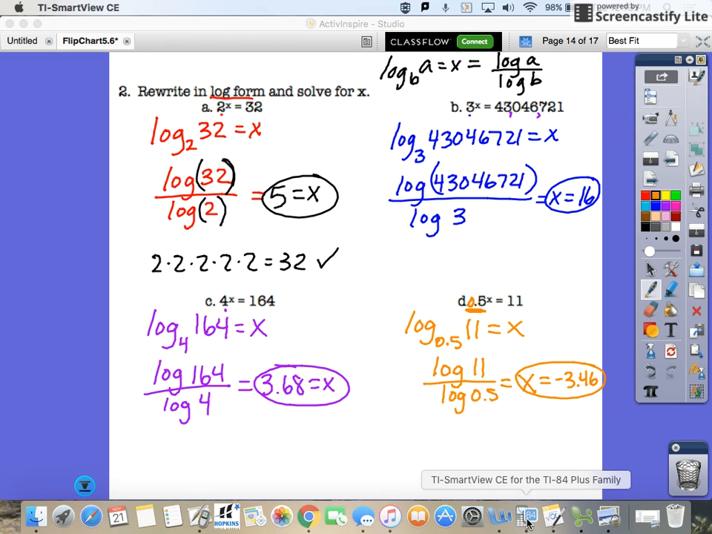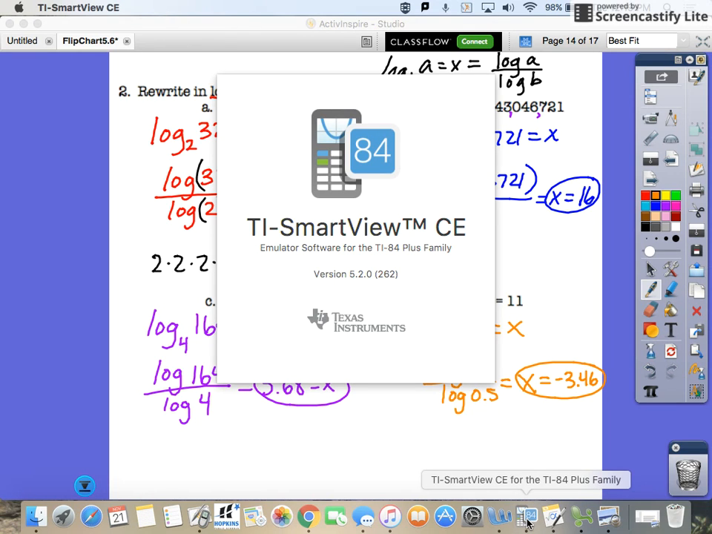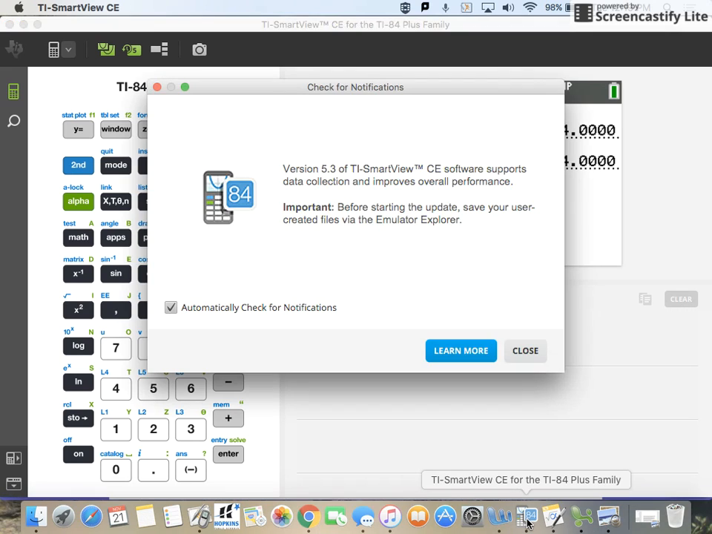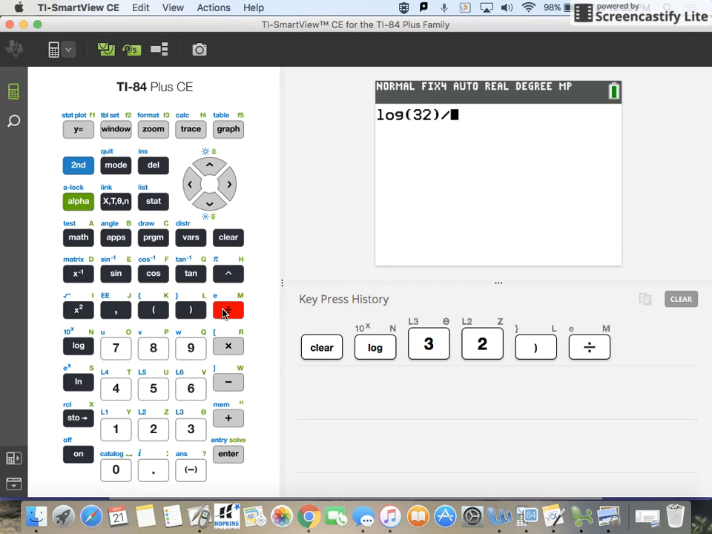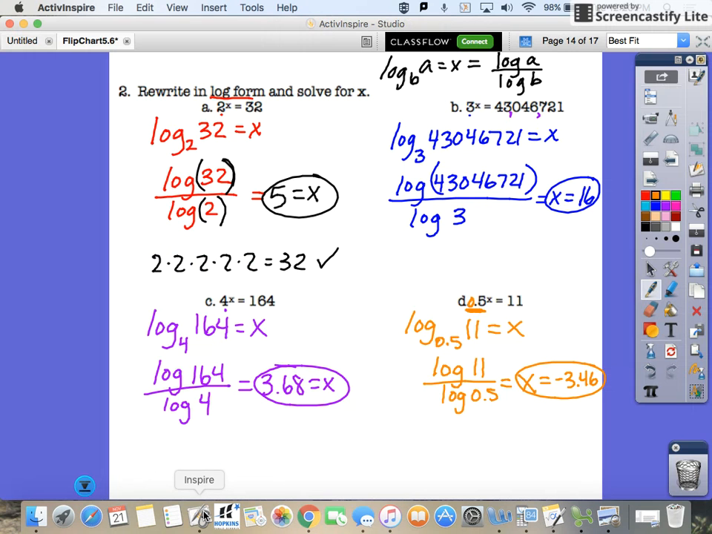I'll show you how you type these into a calculator just to be super clear. We'll do part A first, log 32 divided by log 2. So you'll type in log 32 and then make sure you close that parentheses. Divided by log 2, close that, and we get 5. Log 32 divided by log 2 is 5, and that's what we got right here.